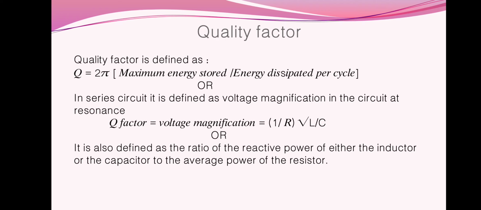So quality factor equal to 2 pi into maximum energy stored divided by energy dissipated per cycle. Means quality factor is a ratio of maximum energy stored to the energy dissipated per cycle. Or in series circuit it is defined as voltage magnification in circuit at resonance. So quality factor equal to voltage magnification equal to 1 upon R into square root L by C.